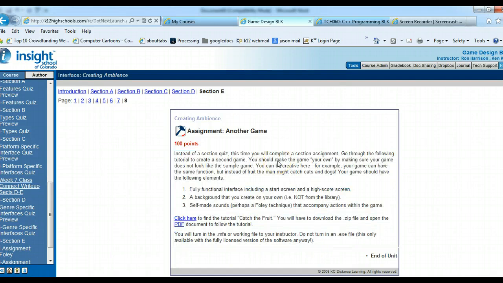So quite a bit of work in this unit, but this unit is worth about 160 points or so.